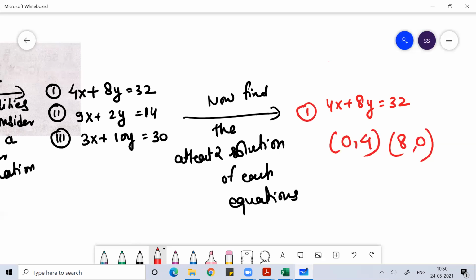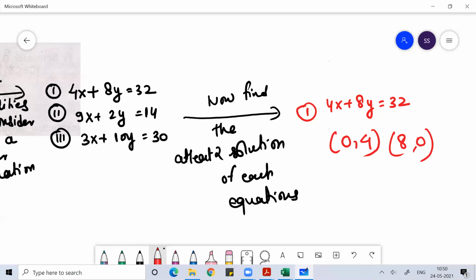Because I have to plot a graph, I need at least two points. I can put any value of x. I can put x equal to 1. Then the value of y will be 3.5. I can put any value, let y equal to 2, then the value of x will be 4. I can put any value of x and get the corresponding value of y.